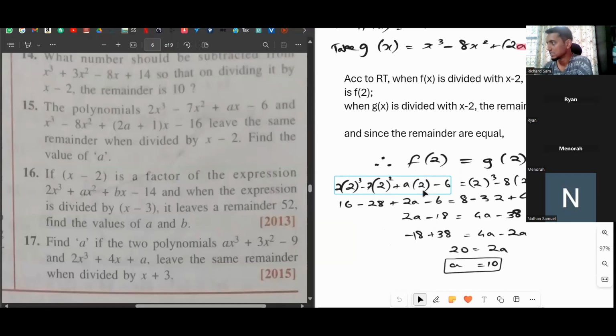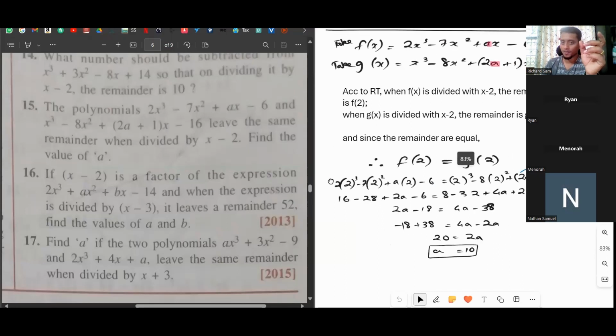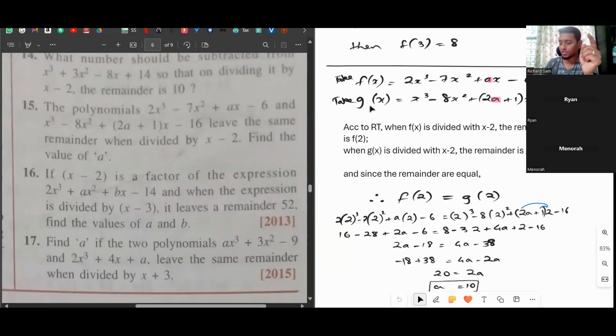Because we have to find from one equation and then add the other also? No, these are not two equations, these are two expressions. F of x is one expression, g of x is another expression. When you put two expressions equal to each other, then we get an equation. Solve the equation, A is the missing value, you'll find it.